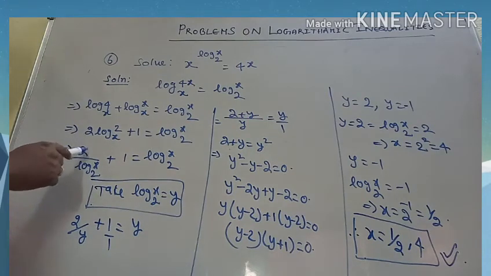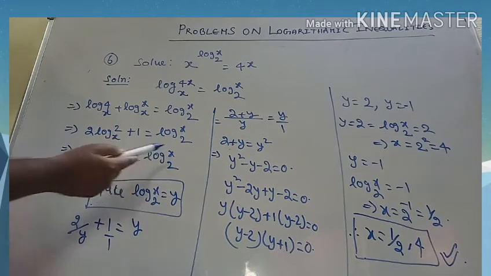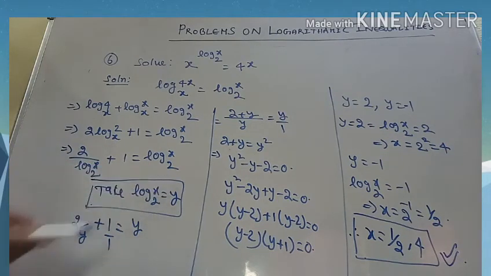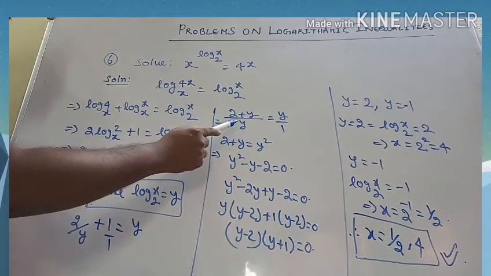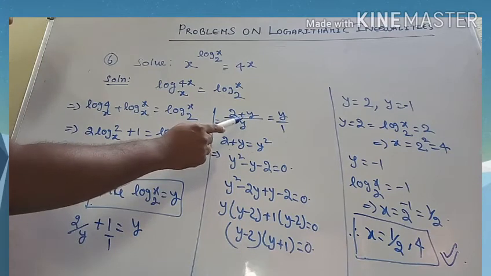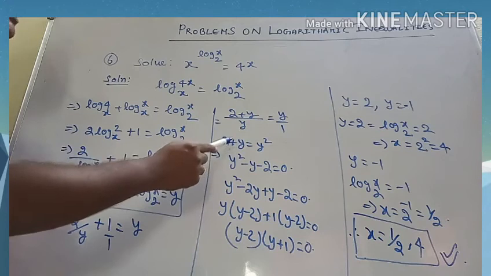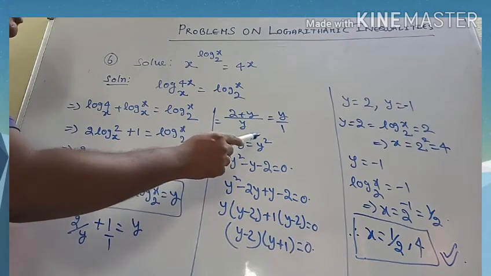Now this is 2 by log x to the base 2 plus 1 is equal to log x to the base 2. Now you take log x to the base 2 as y, right? By taking log x to the base 2 as y, now 2 by y plus 1 is equal to y you have got. Now let us take LCM here. Y and 1, LCM is y. Now 2 plus y is equal to y by 1. Now you do the cross multiplication. From that 2 plus y is equal to y square.